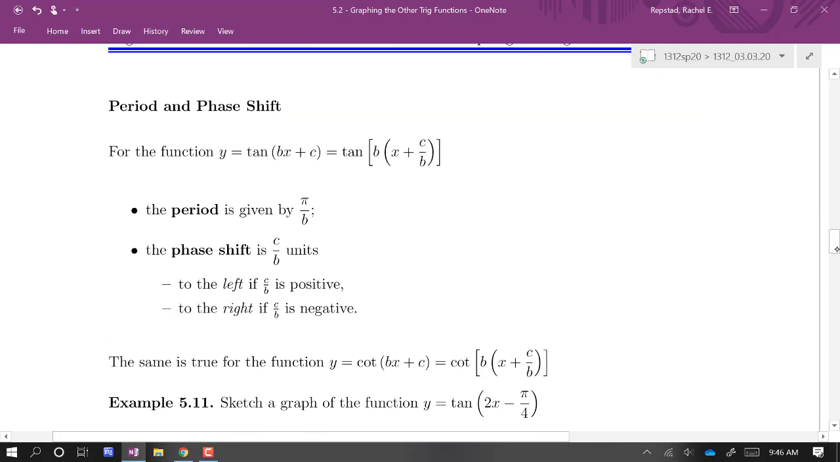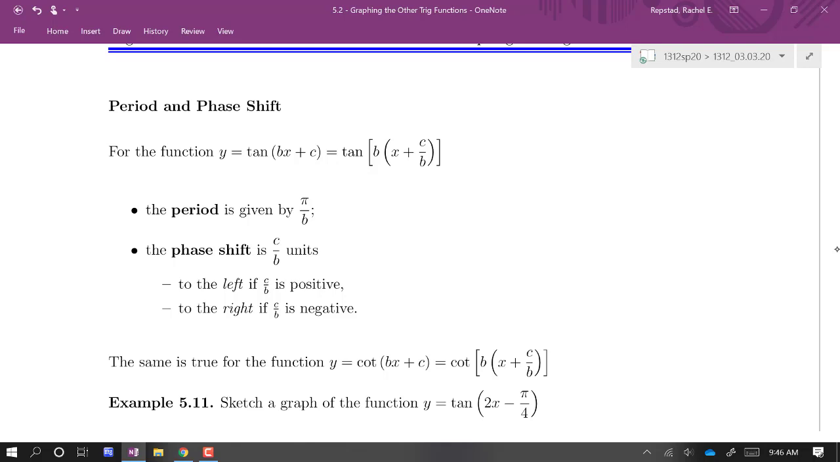We can, as I mentioned before, adjust the period. Because the period of tangent and cotangent is pi and not 2 pi, if I'm looking at tan of bx plus c, for example, this is all true for cotan as well. I still turn to that coefficient on x to tell me how to find the period, but this time it's just pi over b instead of 2 pi over b. And the phase shift is still c over b units.